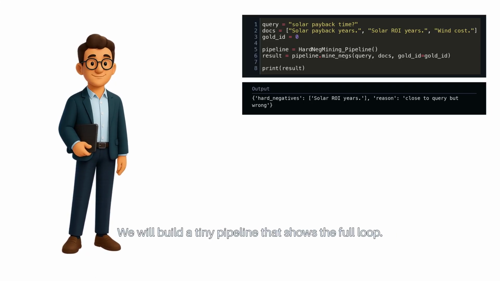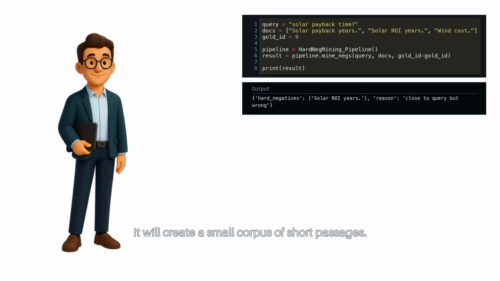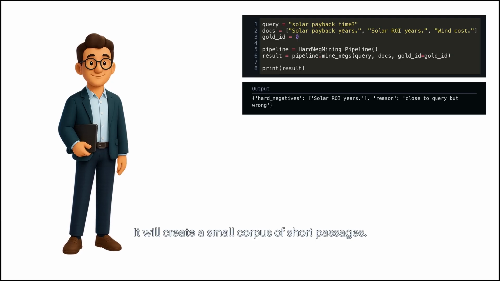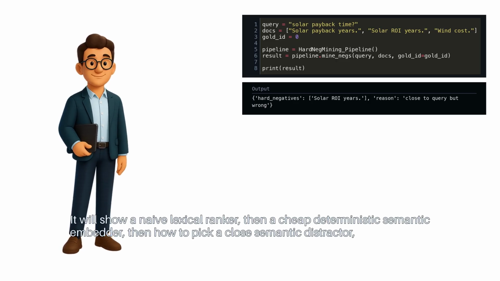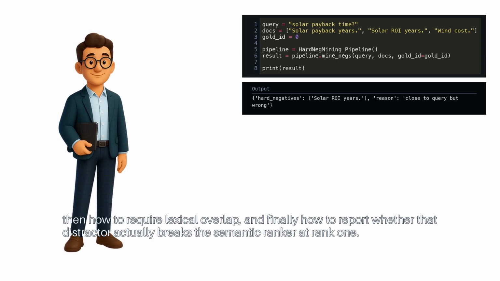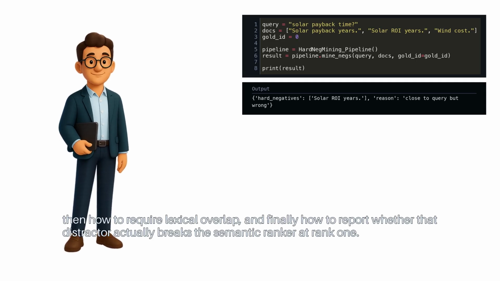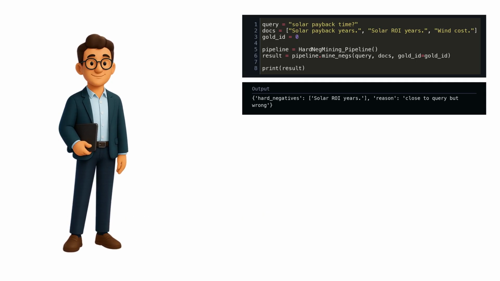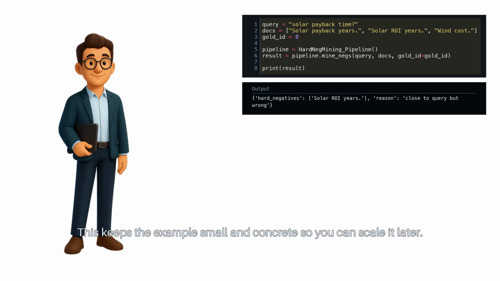We will build a tiny pipeline that shows the full loop. It will create a small corpus of short passages. It will show a naive lexical ranker, then a cheap deterministic semantic embedder, then how to pick a close semantic distractor, then how to require lexical overlap, and finally, how to report whether that distractor actually breaks the semantic ranker at rank 1. This keeps the example small and concrete, so you can scale it later.